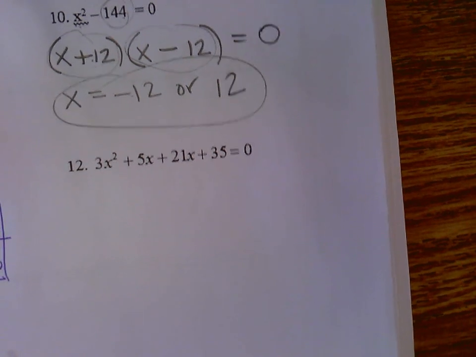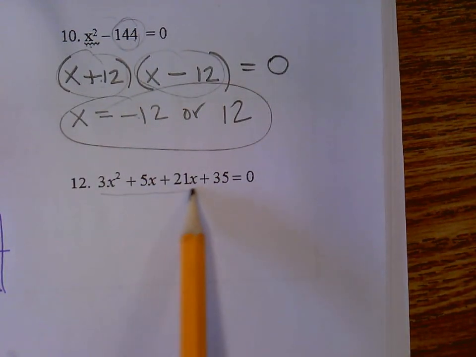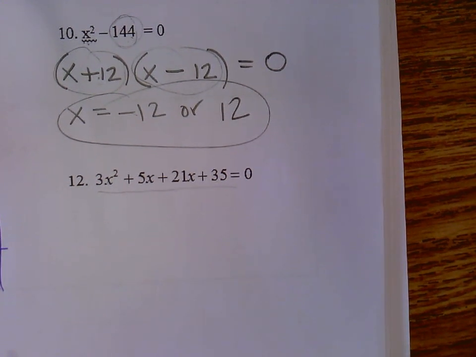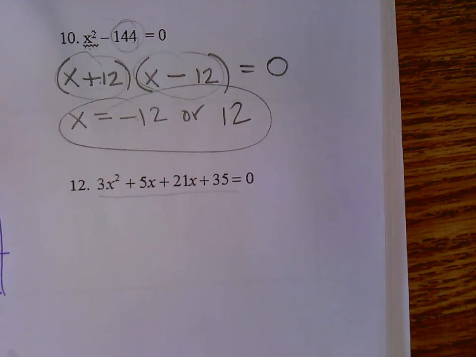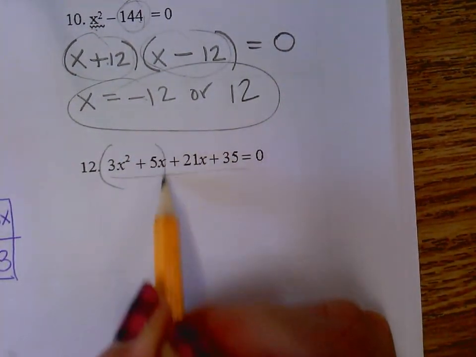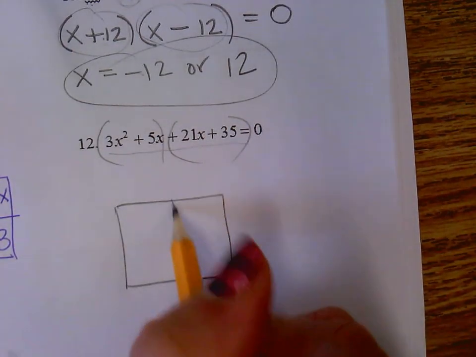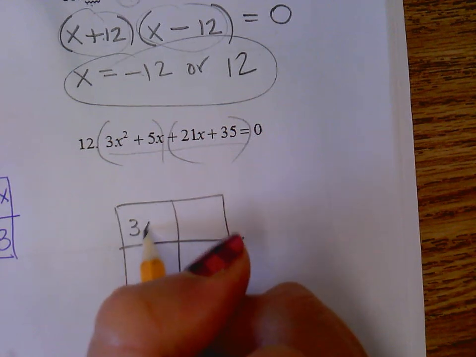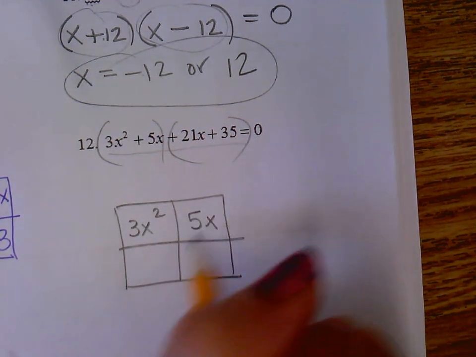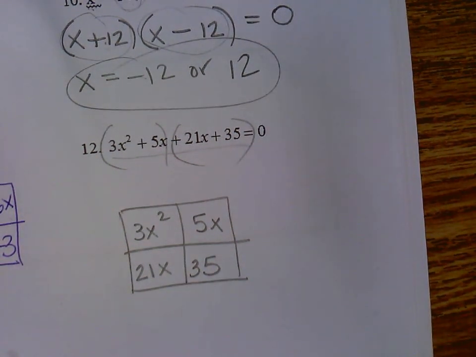All right, I picked number 12 to do next because I see 4 terms. So when you see 4 terms, you can either do grouping or throw those into a box and do the box. So either group them together, or set up a box for yourself. So this would be 3x squared, 5x, 21x, 35. So see if you can solve for what x is.